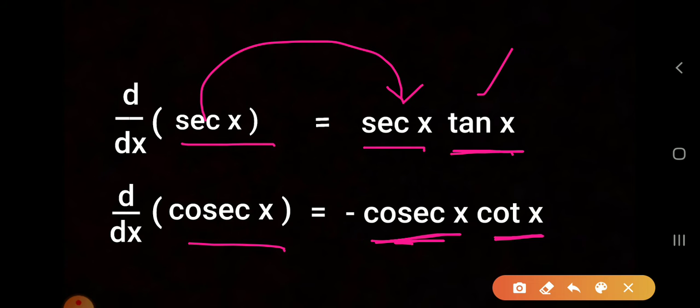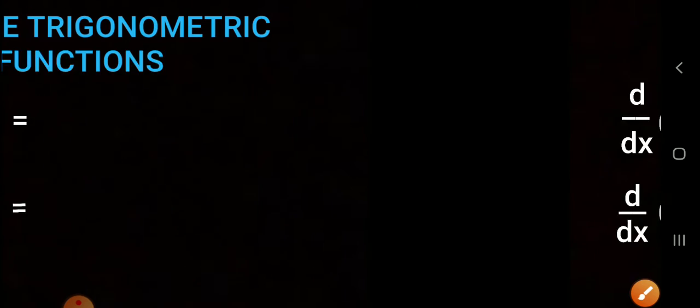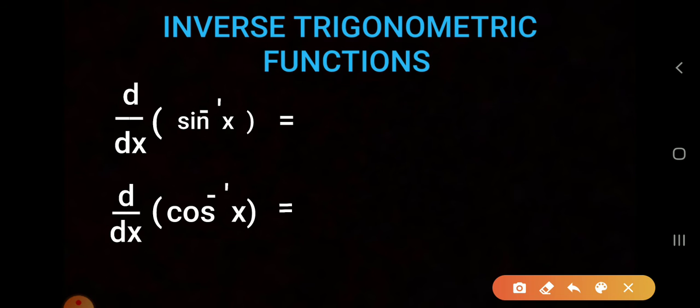Here the cosecant x into cot x, which we know is cosec square x minus cot square x equals 1, that is identity 3, and both are friends, so I'm writing the product cosec x into cot x, with a minus: minus cosec x into cot x. Why is there a minus here? You should remember, it starts with C. I'm just saying this for remembering purposes. Now let me go to inverse trigonometric functions.